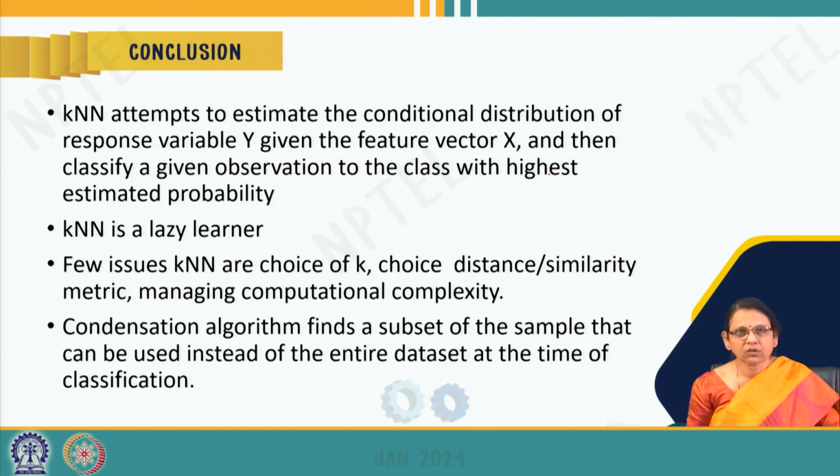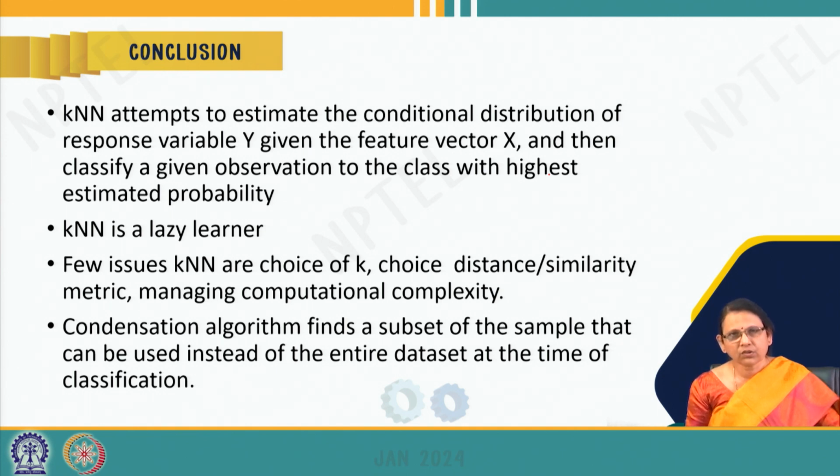So, these are the conclusions. kNN attempts to estimate the conditional distribution of the response variable y given a feature vector x, and then classifies a given observation to the class with the highest estimated probability. So, it is a lazy learner. It has a few issues: what is the value of k, what is the distance and similarity measure, and how to manage the computational complexity.